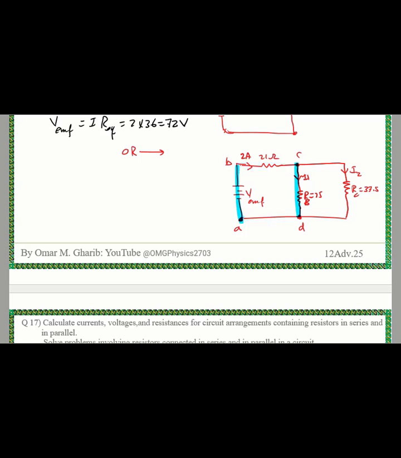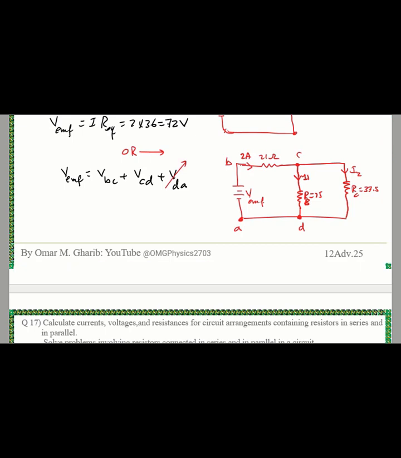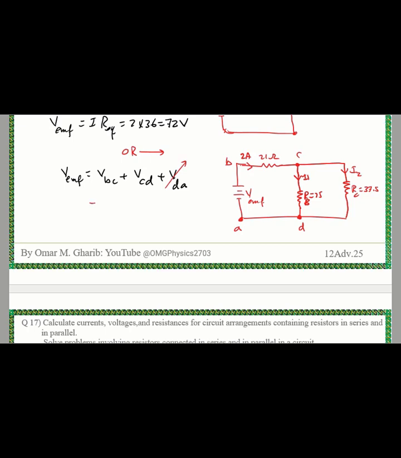Now the VEMF should be equal to V from B to C plus V from C to D plus V from D to A. There is no potential difference between D and A because there is no resistance. V between B and C is 2 times 21, these two values.